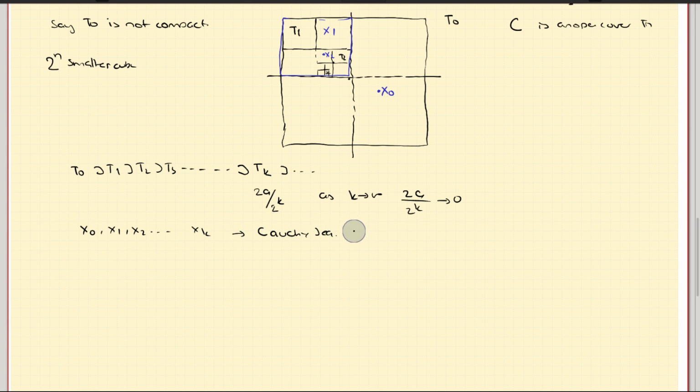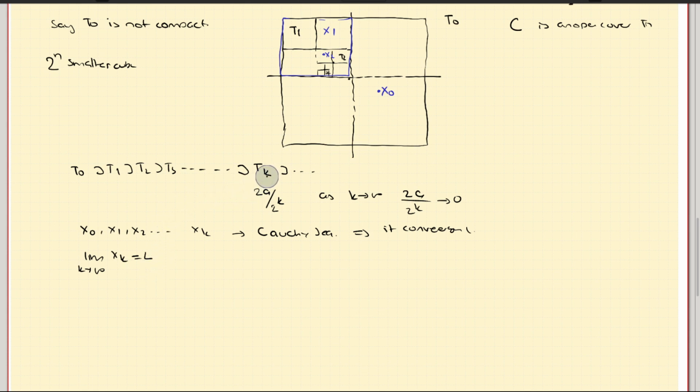Cauchy sequence in Rn, and we know that any Cauchy sequence of Rn should be convergent. It is convergent. So it has a limit point. So we know that the limit as k goes to infinity of xk does exist actually. And this limit point is contained in T0, right?